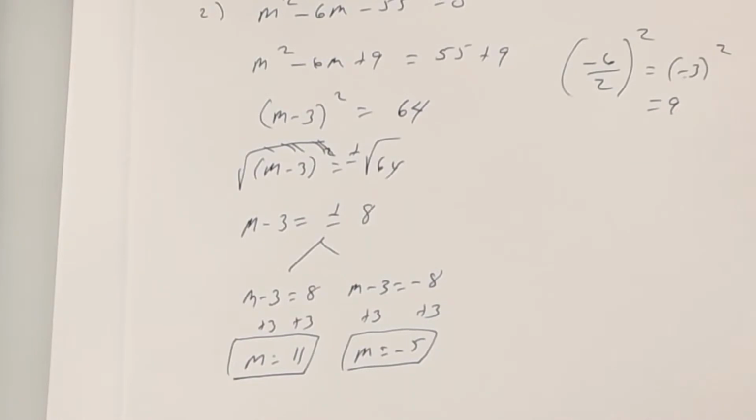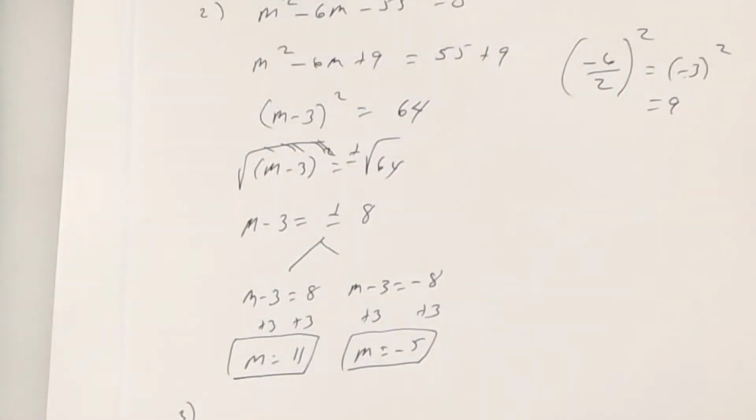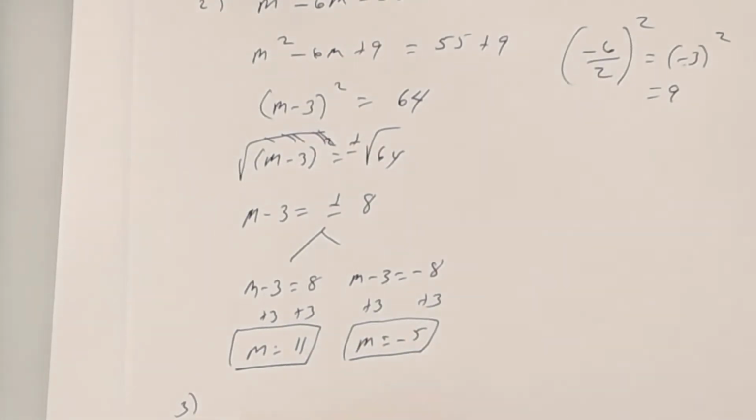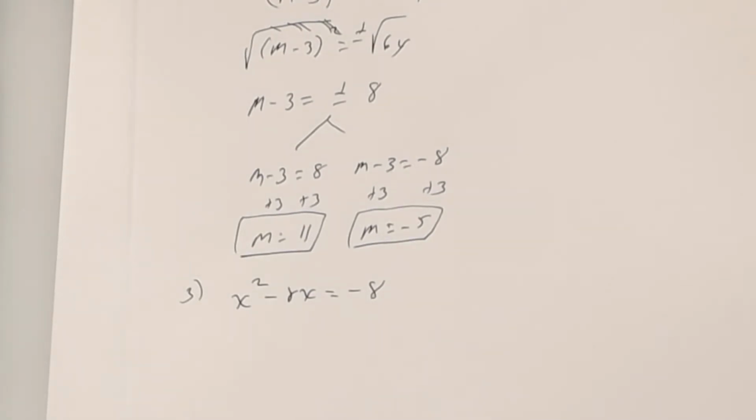All right. Okay, number 3. All right, so it's very straightforward. It's not difficult. All right, number 3, suppose you had x squared minus 8x equal negative 8. X squared minus 8x equals negative 8.